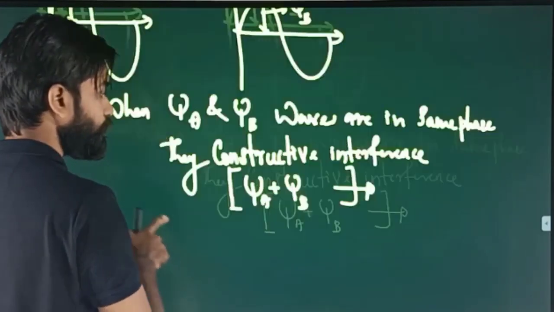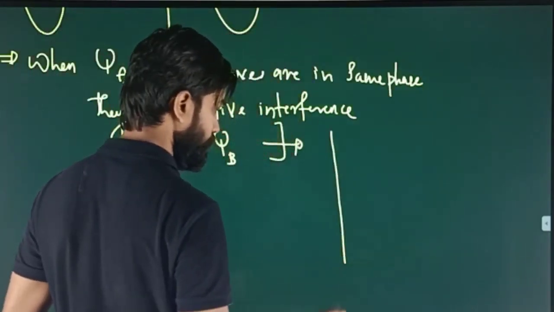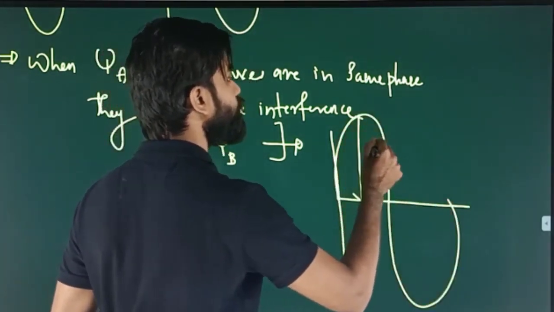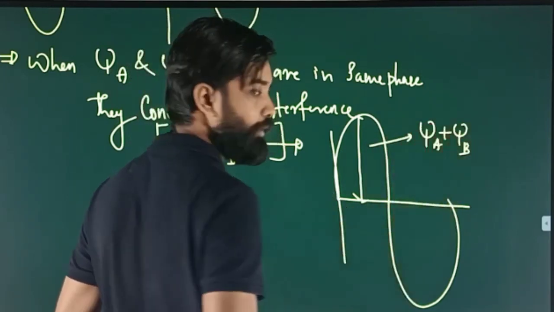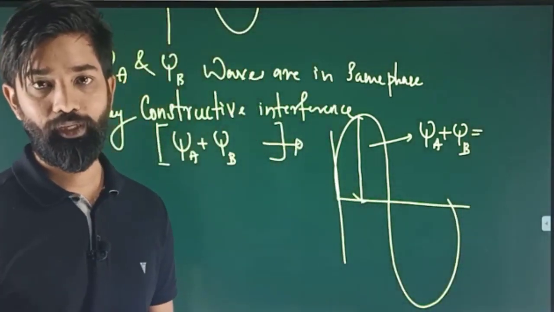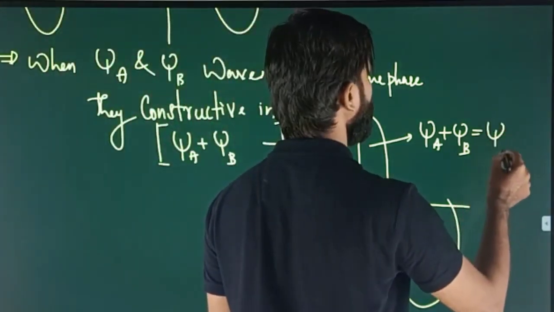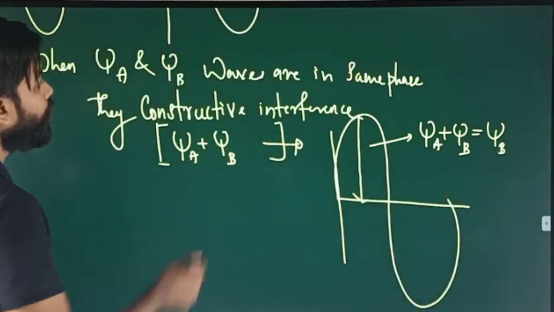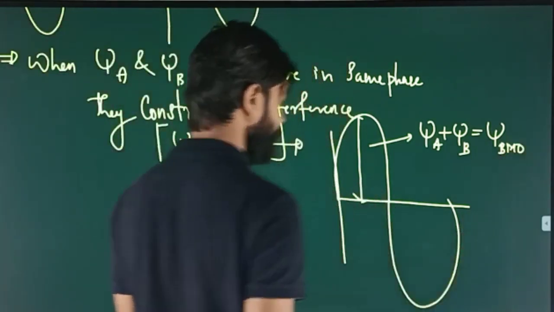That means a net wave with a high amplitude is formed, and this wave has an amplitude of psi A plus psi B, and this represents an orbital. Psi A represents atomic orbital A, psi B represents atomic orbital B. So psi A plus psi B also represents an orbital, formed by the additive combination of two wave functions due to constructive interference, and that orbital is said to be the bonding molecular orbital, BMO.